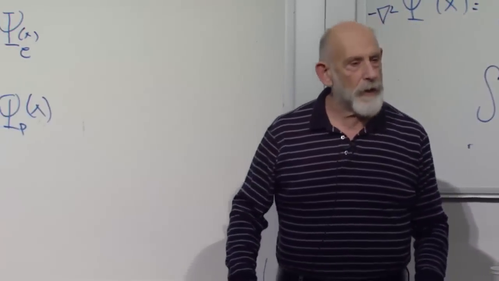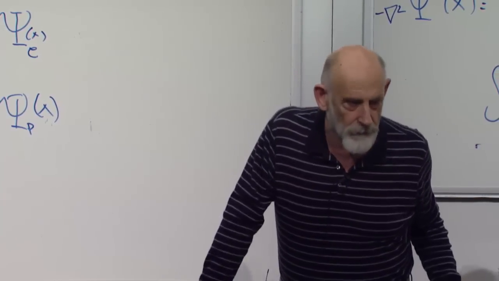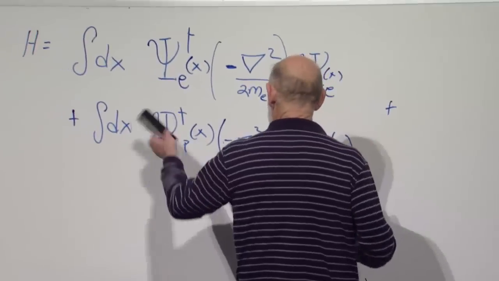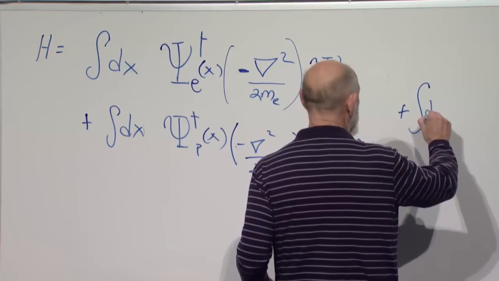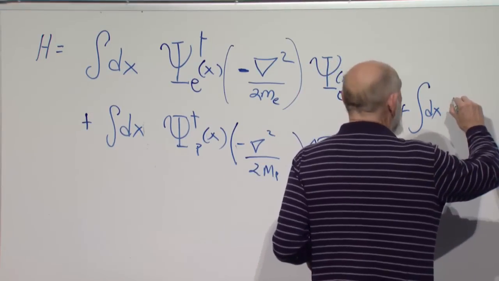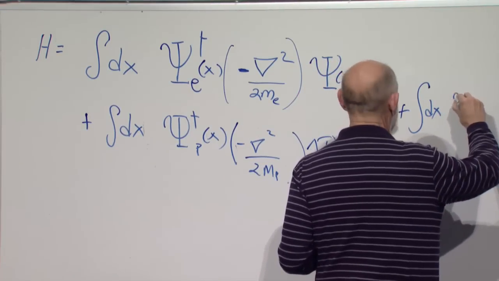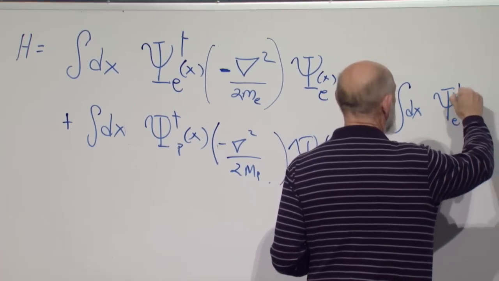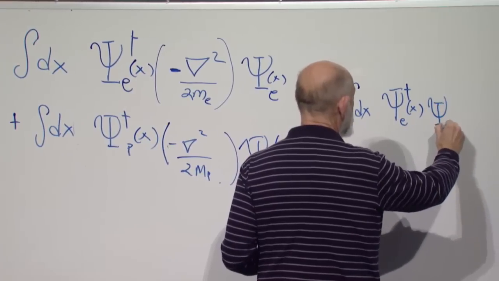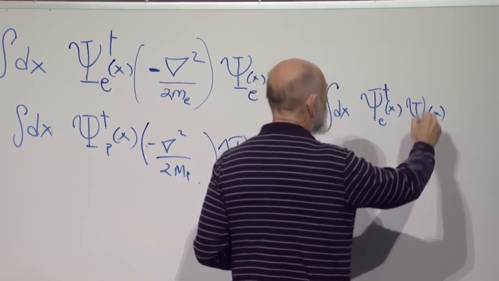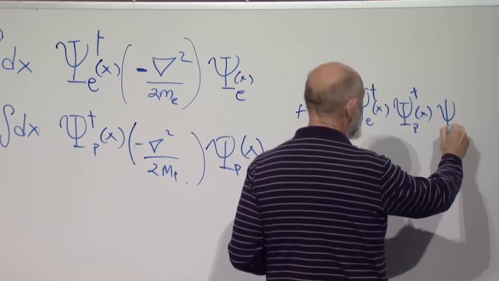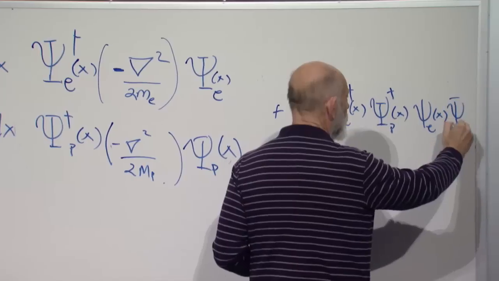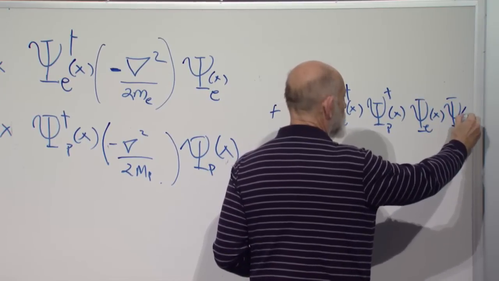Now, I'm going to add something. It's not the realistic, real interaction between electrons and protons. This is just a model interaction. And what I'm going to add is plus the integral over space, integral dx, times the creation operator of an electron at point x, times the creation operator of a proton at point x, times the annihilation operator of an electron at point x, times the annihilation of a proton at the same point x.